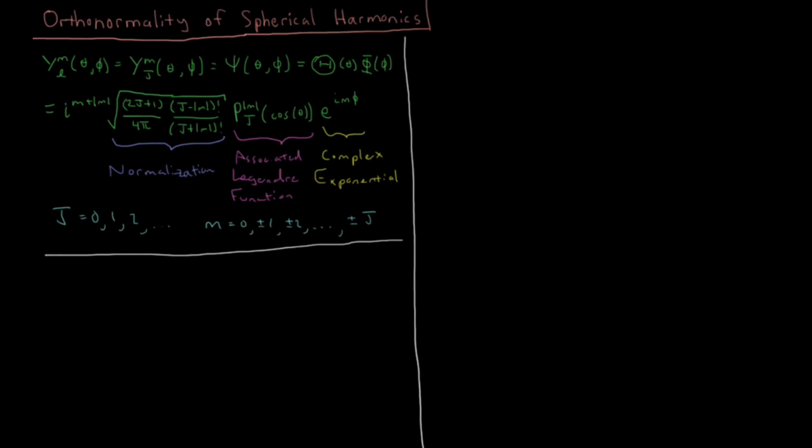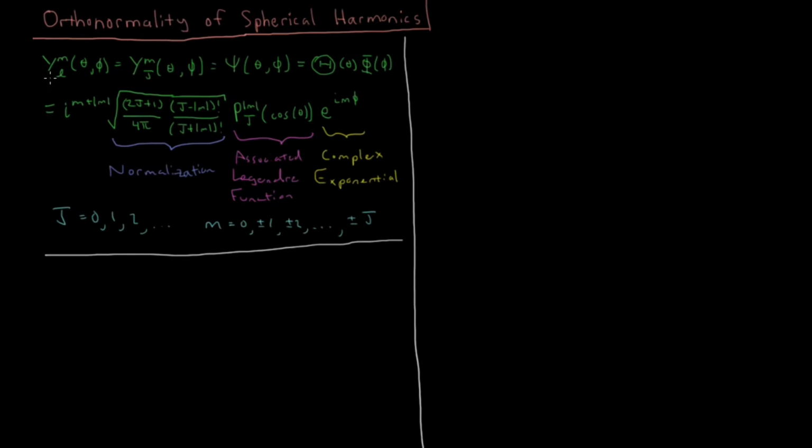Now we're going to see if the spherical harmonics obey the condition of orthonormality. So we said that for Hermitian operators, all of the eigenfunctions which have different energy eigenvalues have to be orthogonal to each other, meaning that the integral of psi star psi over the entire domain of the function has to be equal to either 1 if all the quantum numbers are the same and 0 if they are different.